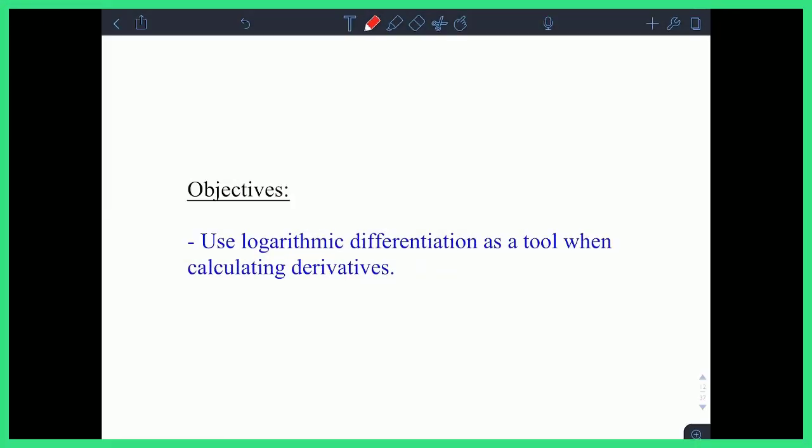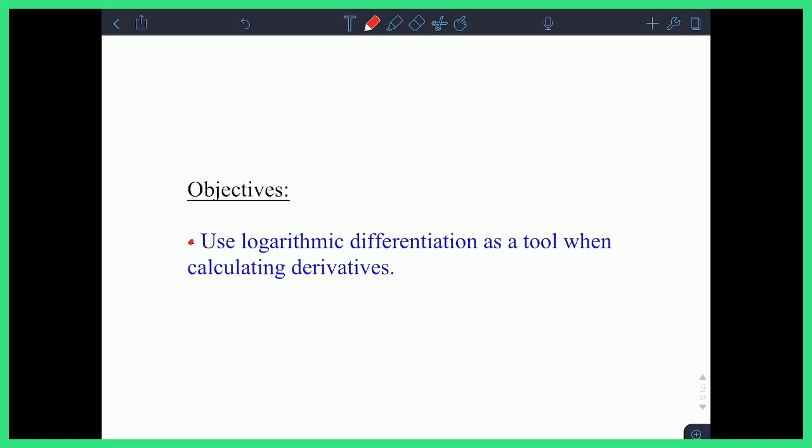Hey everyone, Mr. Shatter here to take a look at logarithmic differentiation, which is going to be a tool used to calculate derivatives of functions we've yet to be able to calculate the derivative of. I promise at the end of this video there won't be a function you will not be able to differentiate.